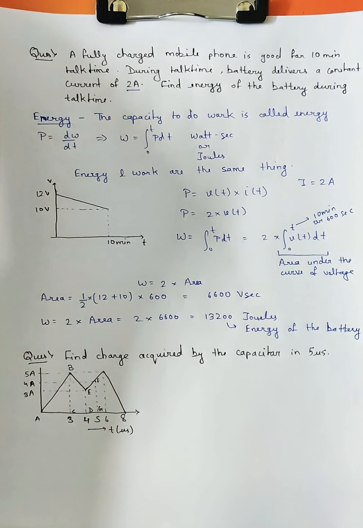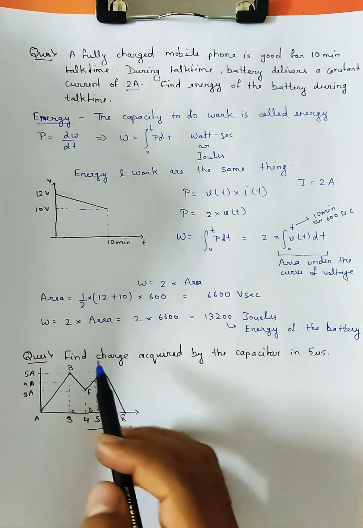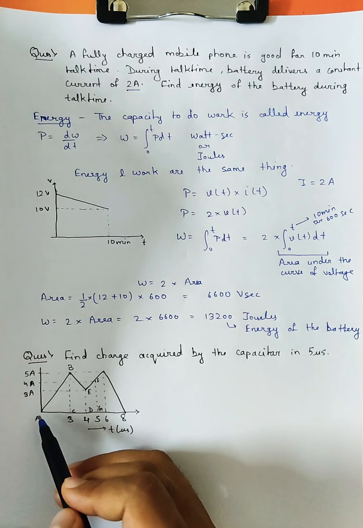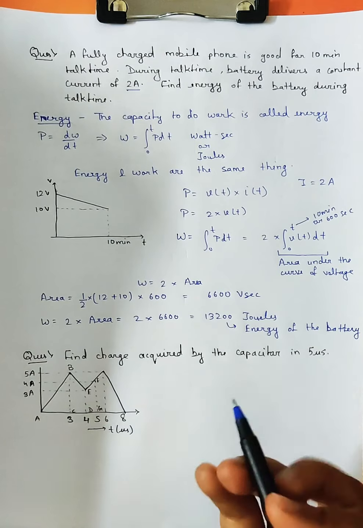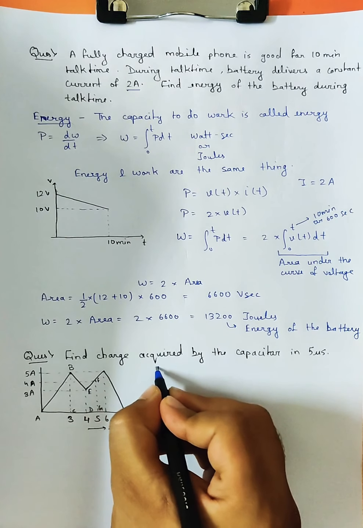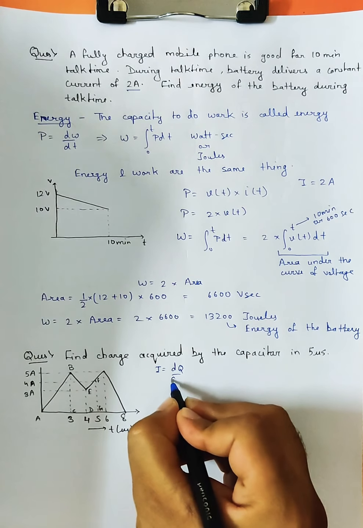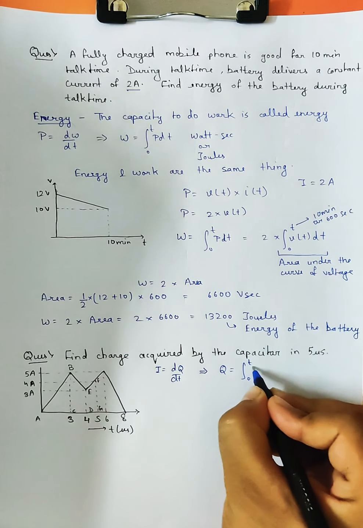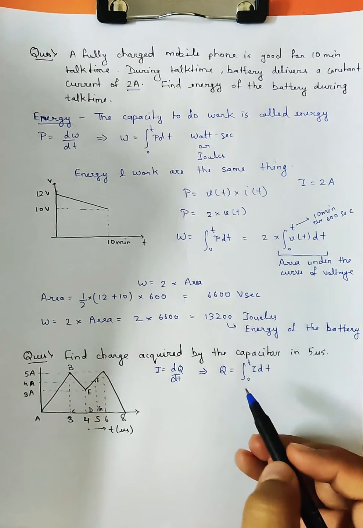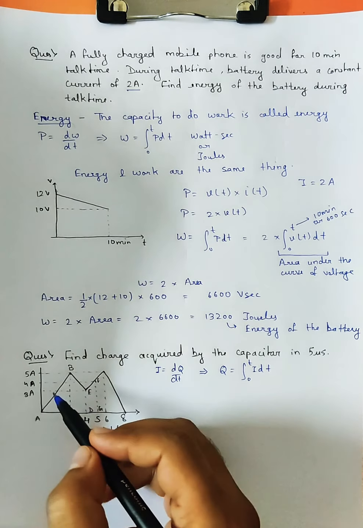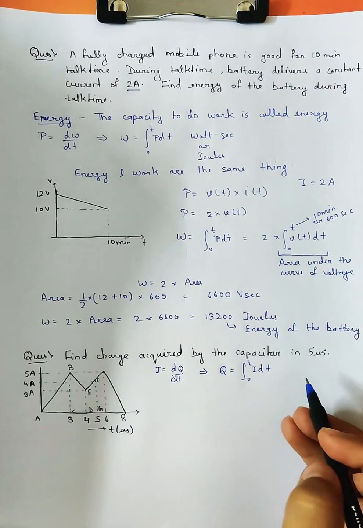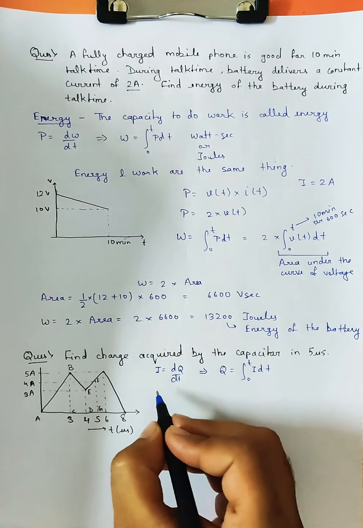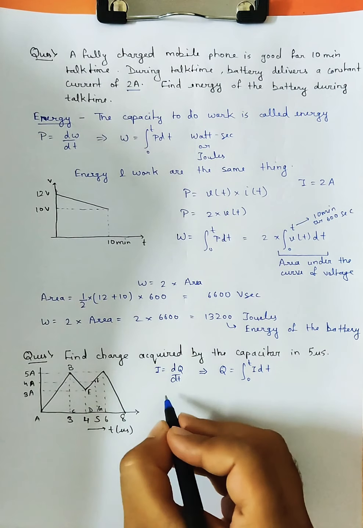The next question is also based on the area concept. We have to find the charge acquired by the capacitor in 5 microseconds. This is the plot given of current versus time. We know that I is equal to dq by dt, which implies that q will be equal to integral 0 to t of I dt. Again we'll have to calculate the area under the curve of I, that is up to only 5 microsecond. So we will divide this area into three parts.